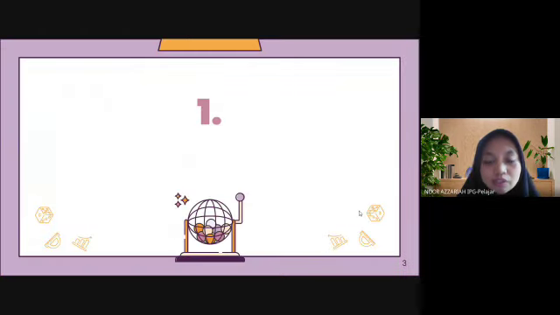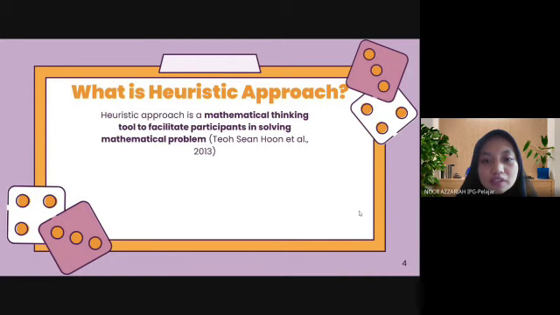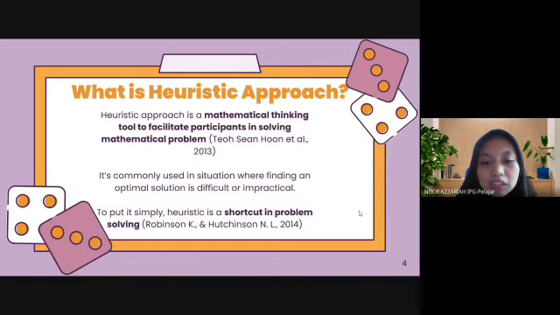So we move to the first part of my presentation, which is an introduction. So what is the heuristic approach? Heuristic approach is a mathematical thinking tool to facilitate participants in solving mathematical problems. It's commonly used in situations where finding an optimal solution is difficult or impractical. To put it simply, heuristic is a shortcut in problem solving.